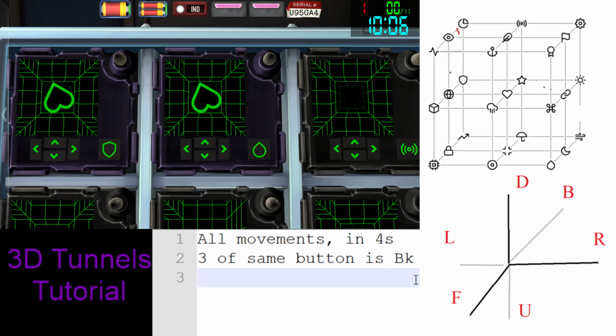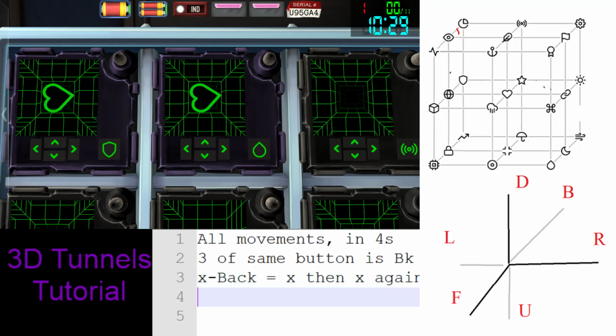So, a direction and then back. To go star and then back, I hit the button and then I hit the button again. This, in my mind, is a basic movement of the module. If I'm in center and I hit the same button twice, I move in that direction and the back direction.